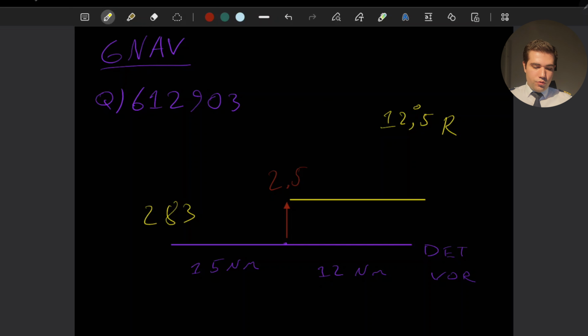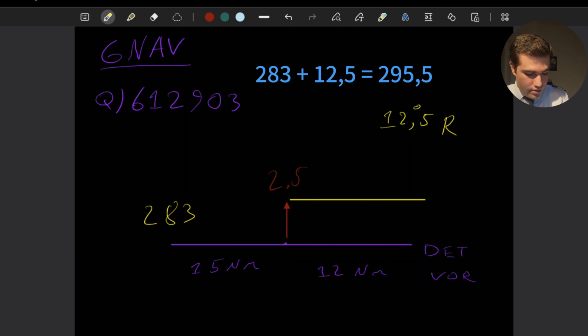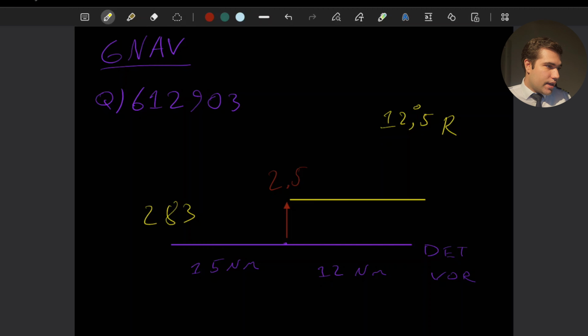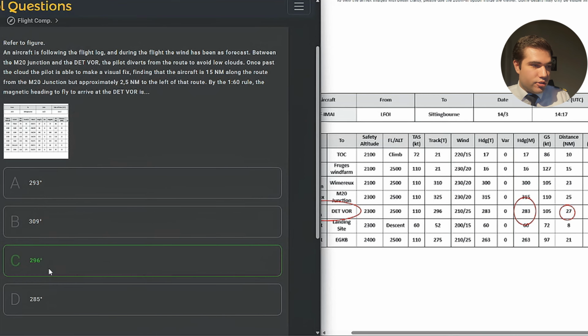We have to turn towards the right, so our heading will increase. So let's increase the heading: 283 plus 12.5 gives me 295.5, and the answer Charlie is the closest one, 296.